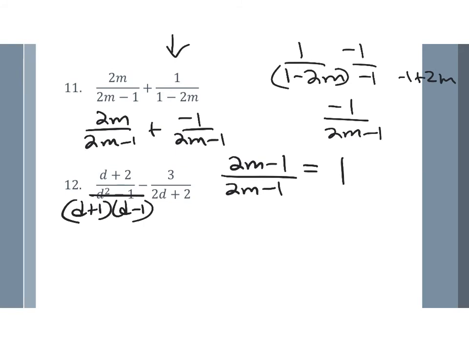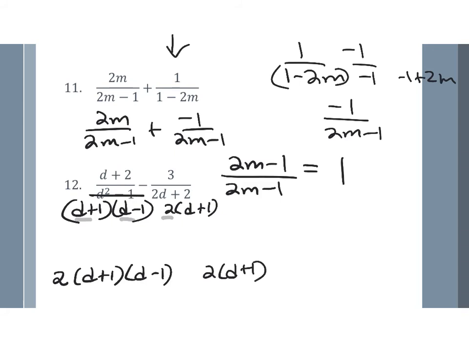Okay, so for number 12, we still need to find a common denominator. We need to factor these denominators so we can see what we're working with. Remember, when we find a common denominator, we need to represent everything that's here. So in my denominator, I'm going to need to include a d plus 1, a d minus 1, and the 2. So my common denominator is 2 times d plus 1 times d minus 1. Then I'll go back and see what each fraction is missing. The first fraction is missing the 2, so I'm going to multiply the top and the bottom both by 2.